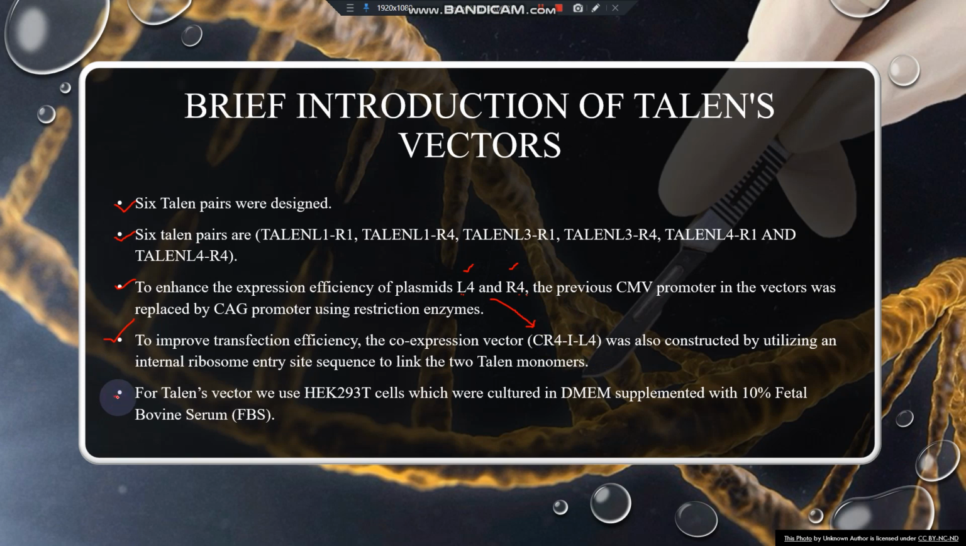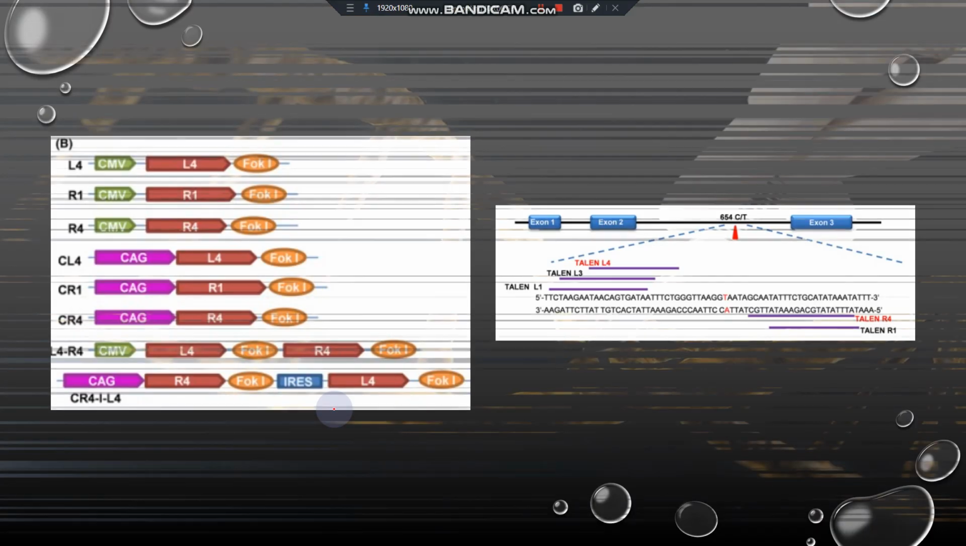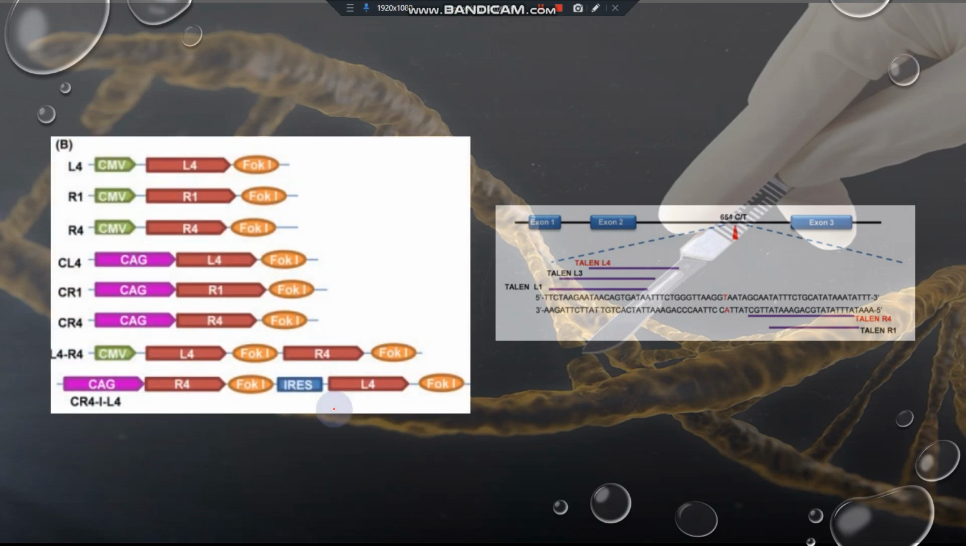For TALEN vectors, we use HEK293T cell lines, which were basically cultured in DMEM media supplemented with 10% fetal bovine serum, that is FBS. And DMEM is basically Dulbecco's modified Eagle medium. I'm going to discuss it later.